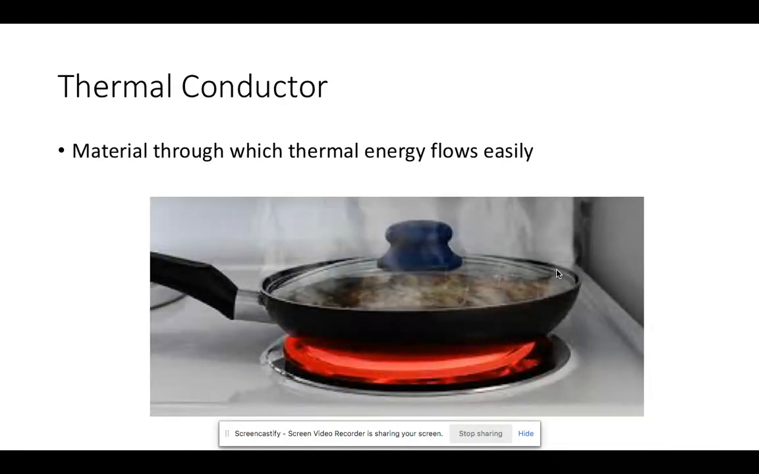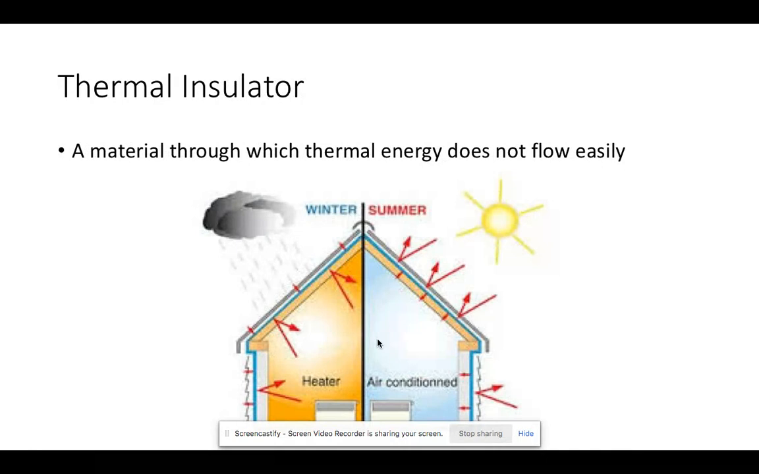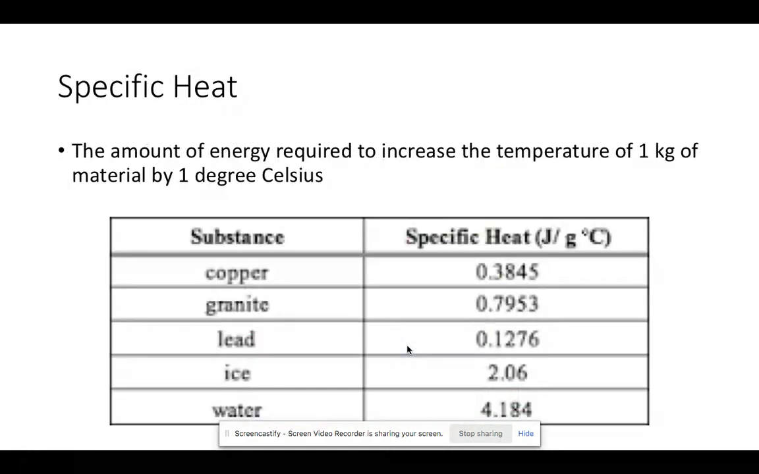Thermal conductors are materials through which thermal energy flows freely. So like your pots and pans, we use conduction to flow the heat into our food. Insulators are the opposite of conductors. That is a material through which thermal energy does not flow easily, so it basically stops the flow of thermal energy through a material. And we use this as insulation in our houses. It's very important. We want to keep the heat from going out, or coming in during the summer, to make sure our house stays at a good, comfortable temperature.